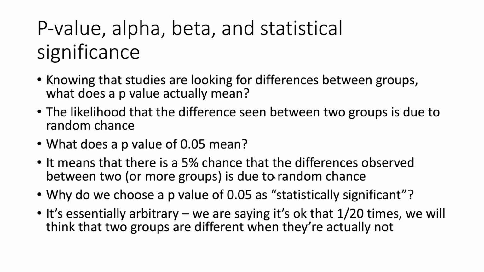But it's essentially arbitrary, right? The p-value of 0.05 is essentially arbitrary. We're saying that 1 in 20 times, we're okay if the result is that we think the two groups are actually different, but they're actually not. It's essentially what we're saying. It's kind of scary when you think about it, right?